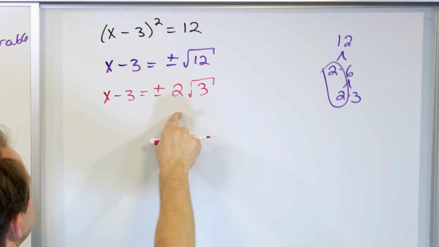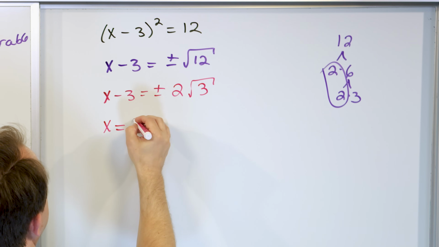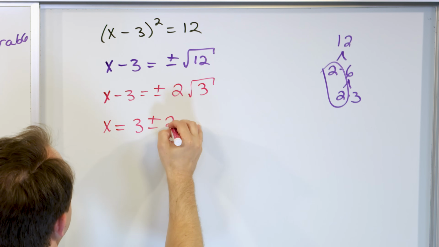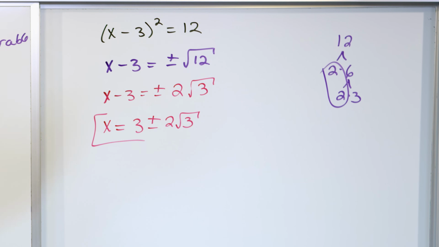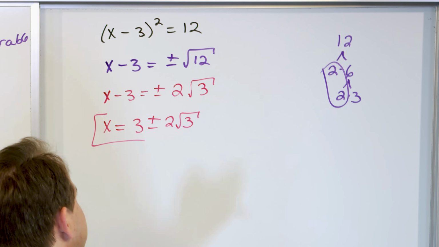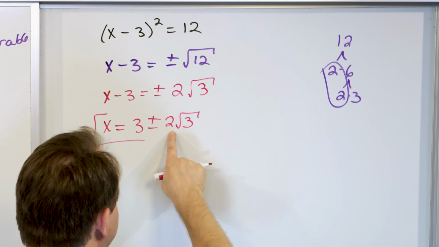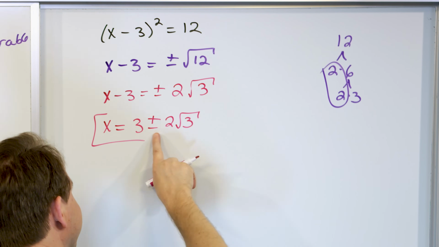And now to solve for x, you move 3 over. X is equal to 3 plus or minus 2 times the square root of 3. This is the final answer. 3 plus or minus 2 times the square root of 3. And you can write that as 3 plus 2 times the square root of 3 and 3 minus 2 times the square root of 3.